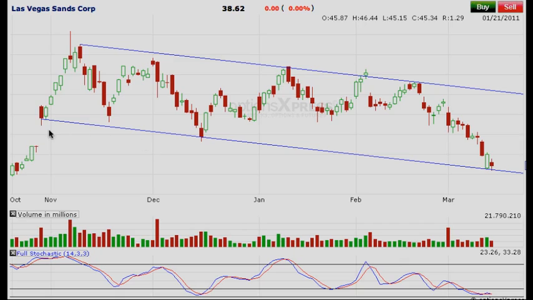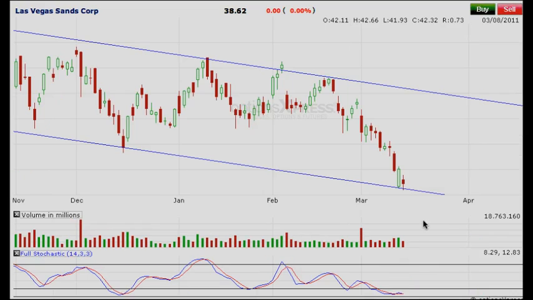Bam! There we have it. Downward channel: 2 parallel trend lines heading in a downward direction. Price movement bouncing back and forth within the channel. And over time, you would expect the price to move back up to the top of this channel, and there you'd want to be getting out of it or looking to go short.